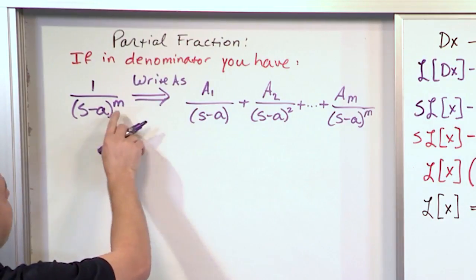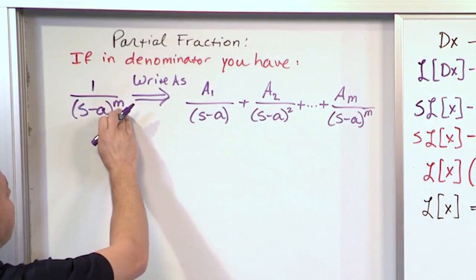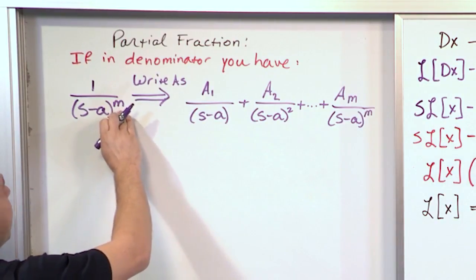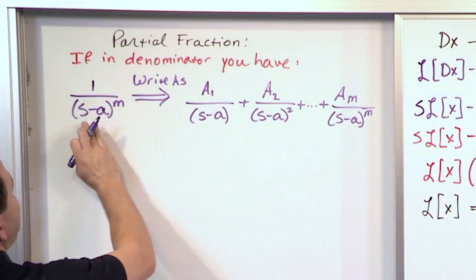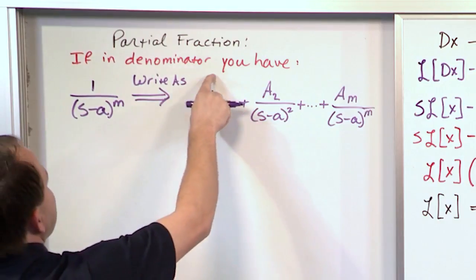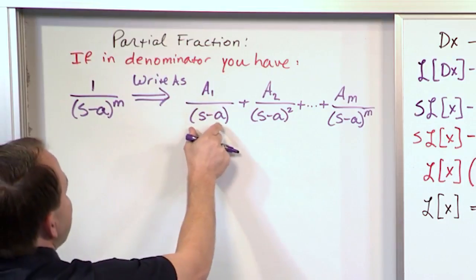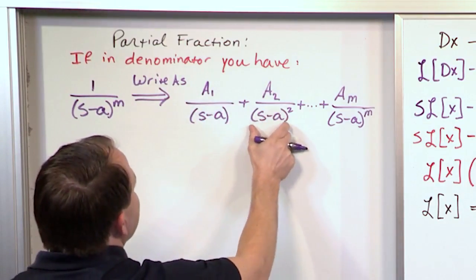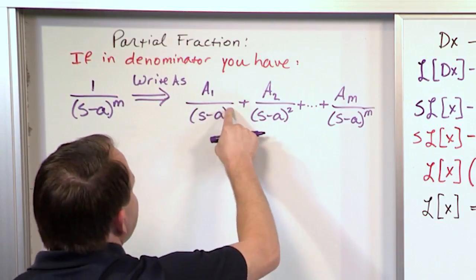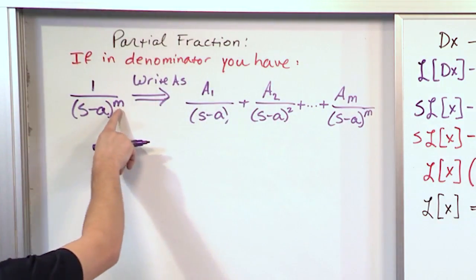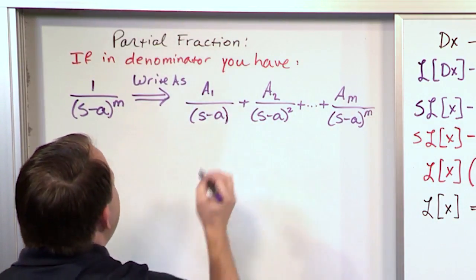But you may have s minus a squared, s minus a to the third, s minus a to the fifth, whatever. Whatever power you have outside of the parentheses, you need to add that many terms. If you have s minus a to the first power, it's just this term right here. If you have s minus something to the second power, then you'll have this term and then another constant with this guy squared. If you have a third power, you'll have three terms: first power, second power, third power. So whatever power you have down here, you're going to end up with that many terms. That's why it's s minus a to the mth power.